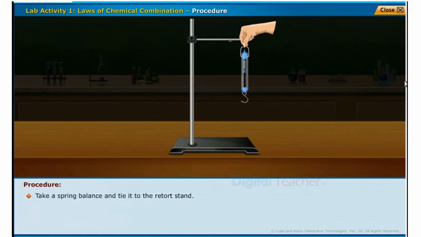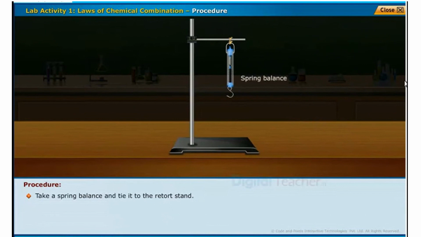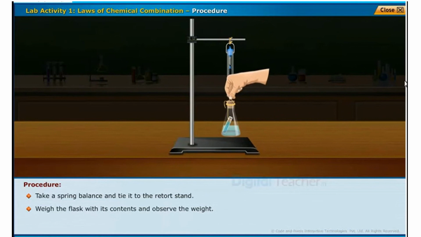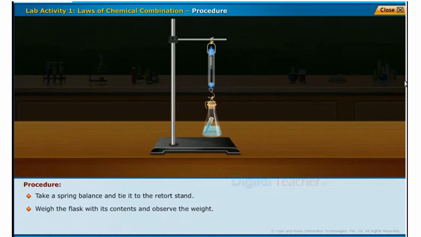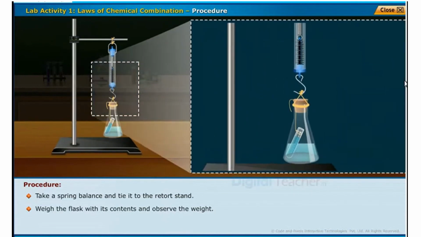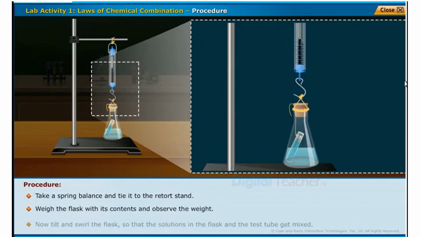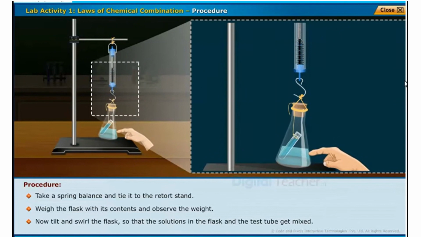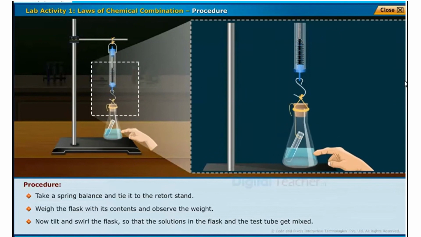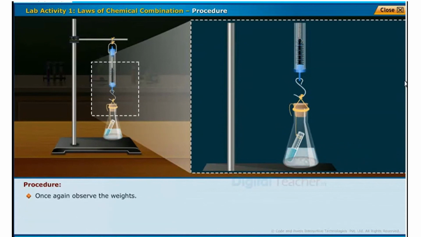Take a spring balance and tie it to the retort stand. Weigh the flask with its contents and observe the weight. Now tilt and swirl the flask so that the solutions in the flask and the test tube get mixed. Once again, observe the weights.